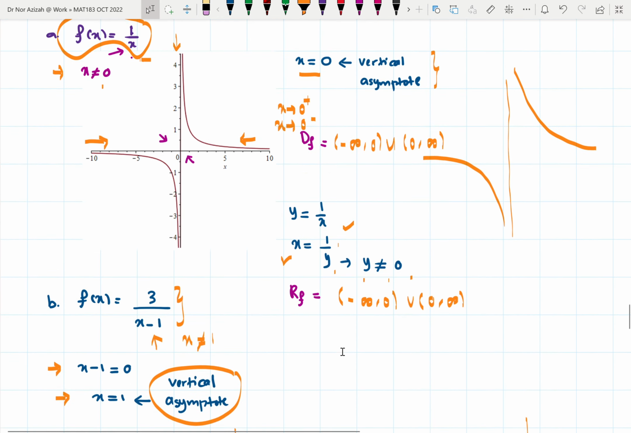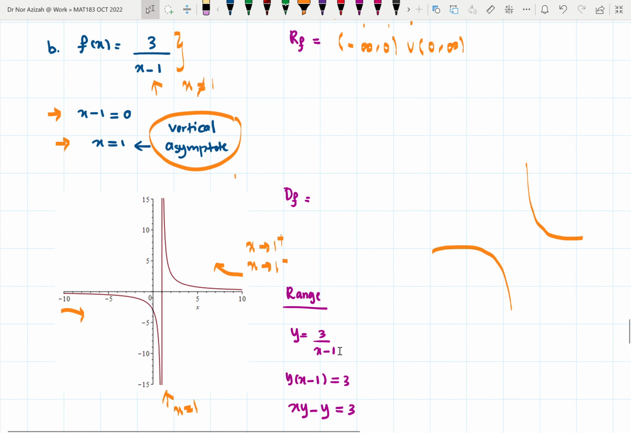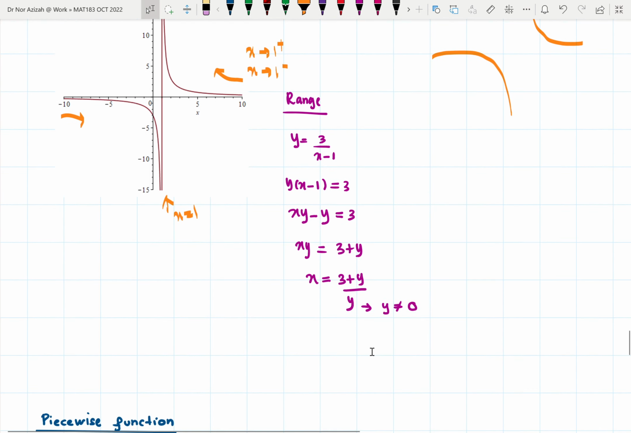So the domain, before this, was negative infinity until 0, right? Now the domain is negative infinity until 1, union 1 until infinity. For the range here, you can let y as the subject, then you will get 3 plus y over y. Y not equals 0, but y can be any number except 0.